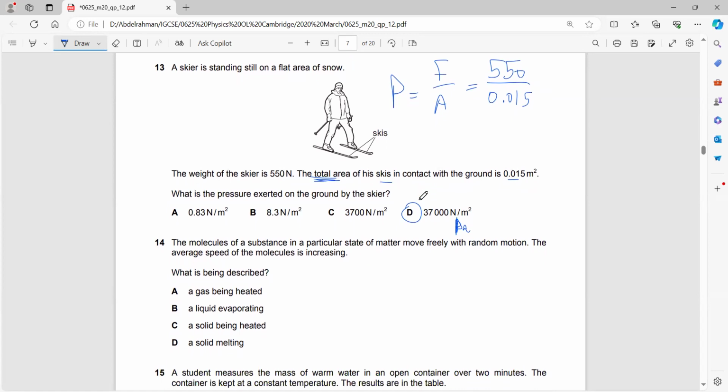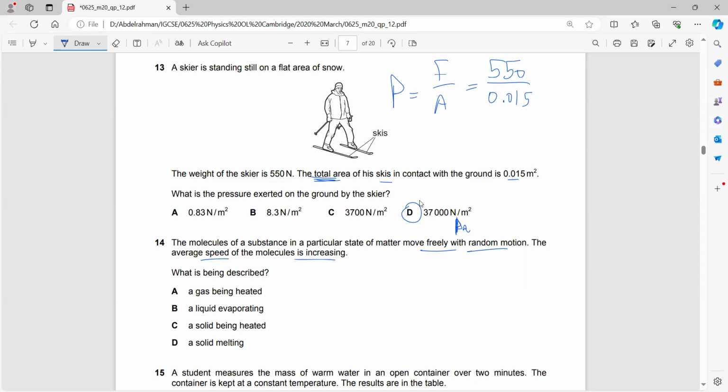The molecules of a substance in a particular state of matter move freely with random motion. The average speed of the molecules is increasing. What is being described? I need some help. Molecules are moving freely with a random motion. The average speed of the molecules is increasing. What is being described?